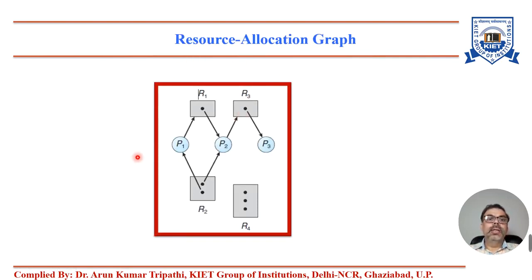Here is a broad example of the resource allocation graph. Process P1 is requesting resource R1. R1 is allocated to P2. R2 has two instances: one instance is allocated to process P1 and another to P2. P2 is requesting resource R3, and R3 is allocated to P3. So this is the generalized representation of the resource allocation graph. Although resource R4 has three instances, no process is requesting it.